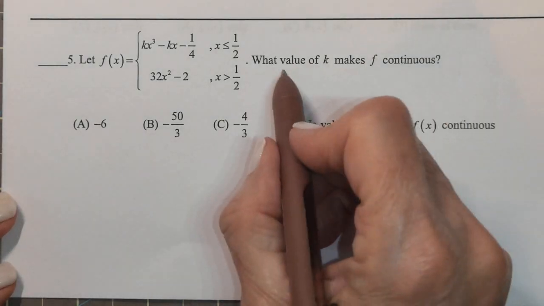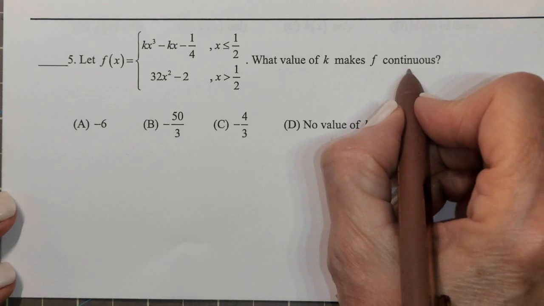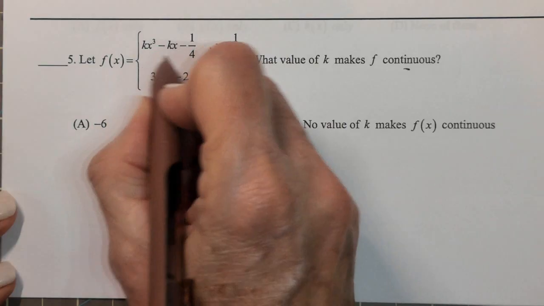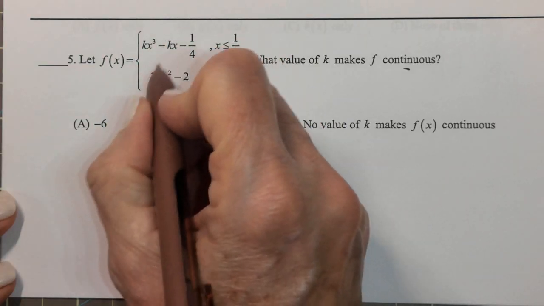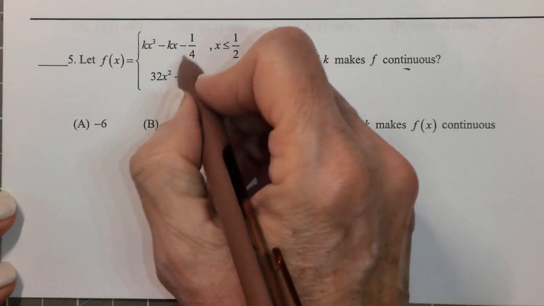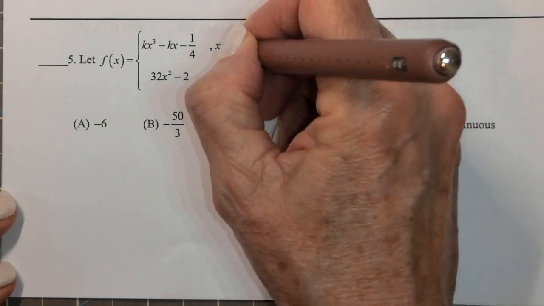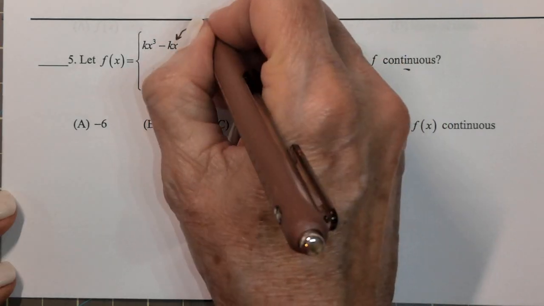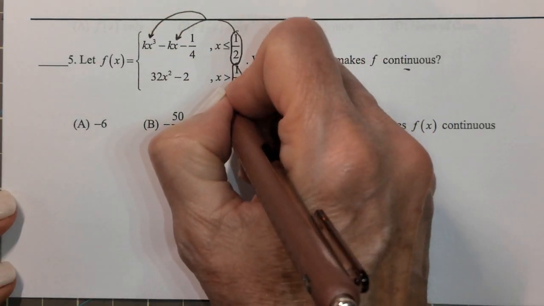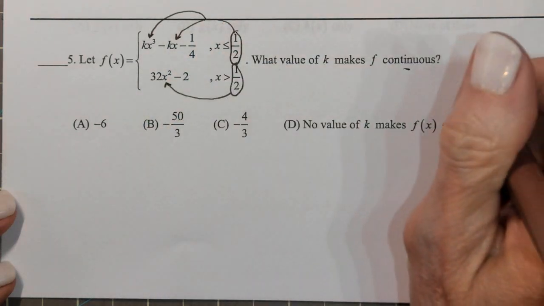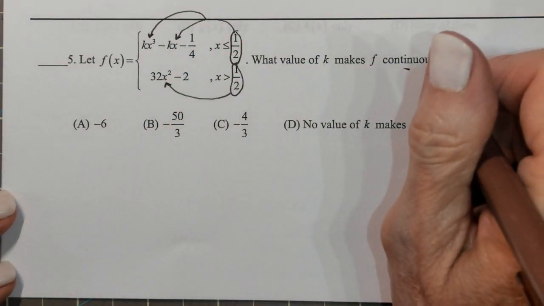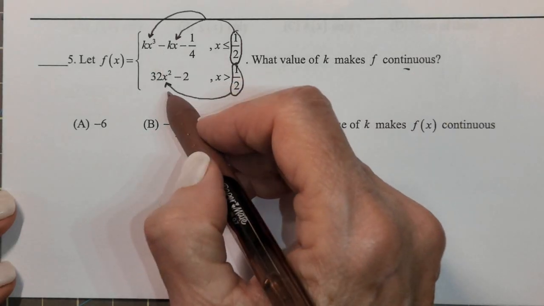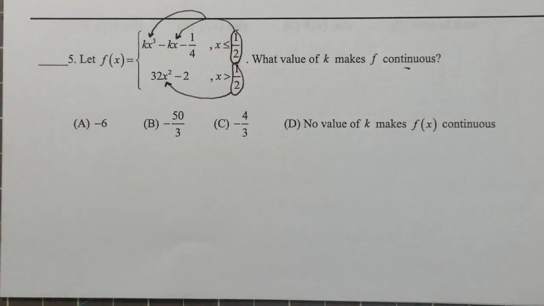Okay. What value of k makes f continuous? We want for f to be continuous. It's a cubic here. It's a quadratic here. Alone they're continuous. The only place that we might not be continuous is at their changing point. So I'm going to put 1/2 in for x in the top and x in the bottom. Okay? Set them equal because we want for them to be equal. For f to be continuous, the top must equal the bottom, right? And I'm going to solve that for k.